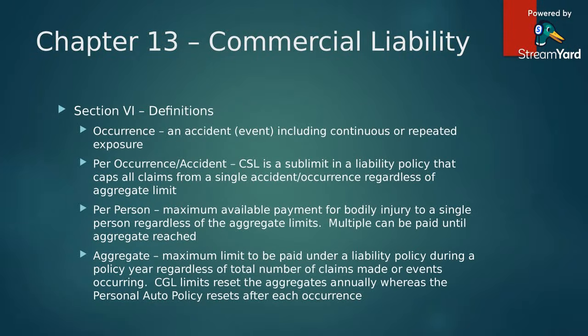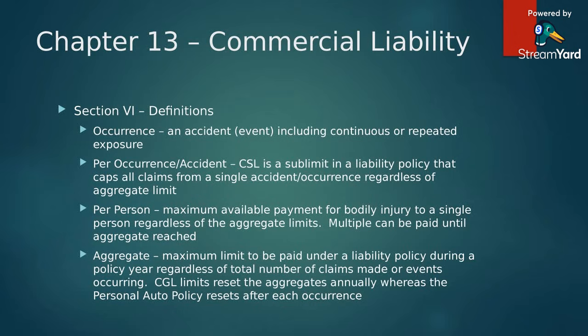The occurrence. This is defined as an accident, also called an event. This includes continuous and repeated exposure to the same harmful conditions. Per occurrence and accident, the per occurrence combined single limit, CSL, is a sublimit in a liability policy that puts a ceiling on the payment for all claims that arise from a single accident or occurrence, regardless of the number of persons injured or properties damaged.